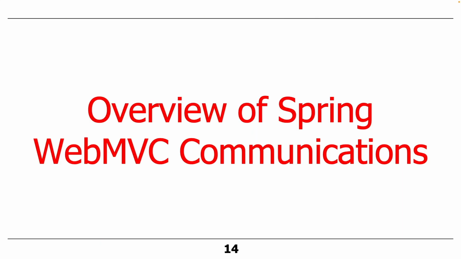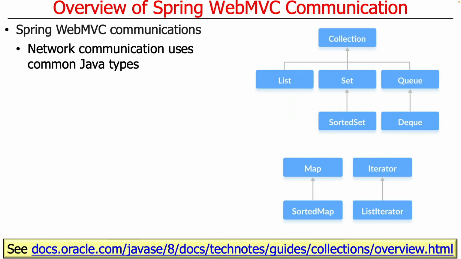Let's talk a little bit about SpringWebMVC communications. That's what you're going to be encountering right away with assignment 1A. We won't get to concurrency till just a little bit later, but assignment 1A will focus on communications and sending data. The nice thing about SpringWebMVC is it uses common Java types to communicate from client to server.